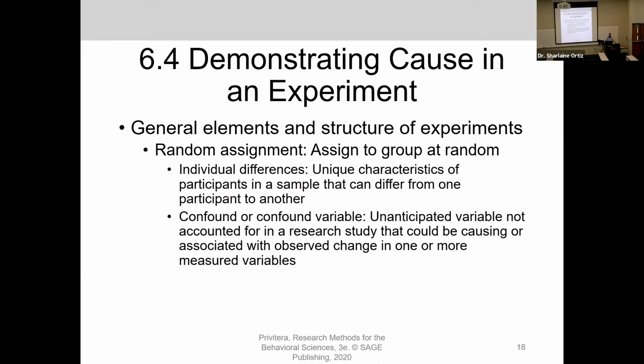Now, interestingly, when it comes to random assignment, as a researcher, you're going to have to account for two specific factors that we will discuss right now. The first factor is individual differences. So I have a group of people, and I'm going to assign them to my control or my experimental group. But notice that each person is going to have unique characteristics, and those unique characteristics will indeed differ from one participant to the next.